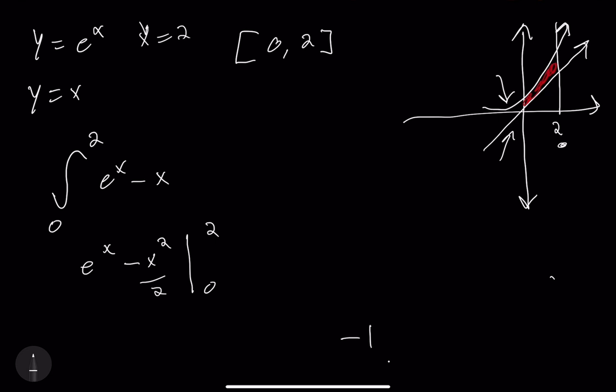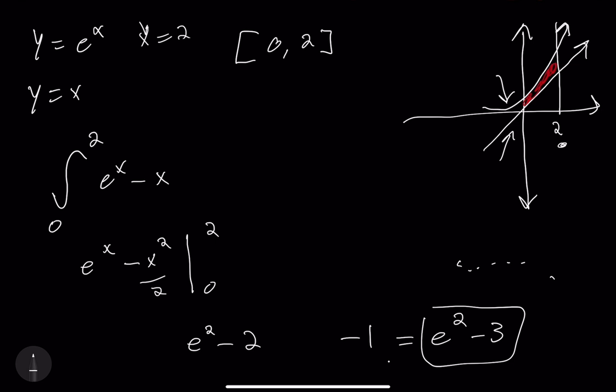Okay, now if we plug in 2, it'll be e squared minus 2 squared, which is 4, over 2, which is 2, so it's minus 2, minus 1. So that will leave us with the area equaling e squared minus 3. Now e squared is a constant, so it'll give us some long decimal number, but you can just leave it simplified as that.